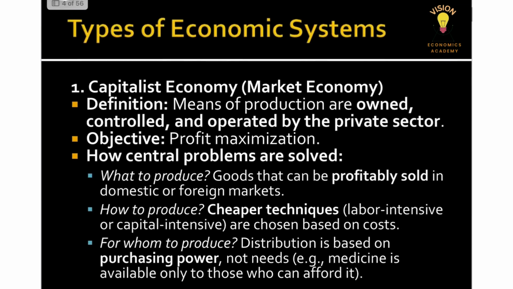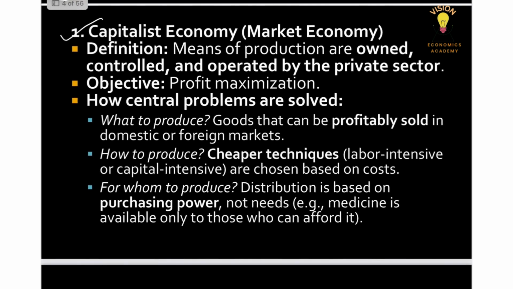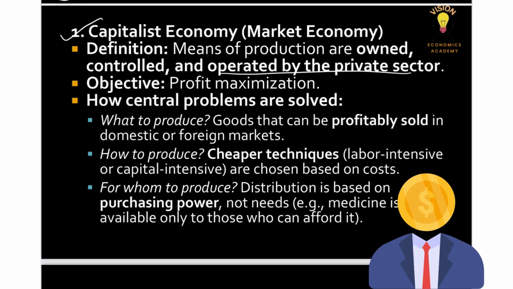So there are basically 3 types of economic system: the capitalist system, the socialist system and the mixed economy. So capitalist economy basically means that the means of production is owned, controlled and operated by the private sector. So its objective is just the profit maximization.